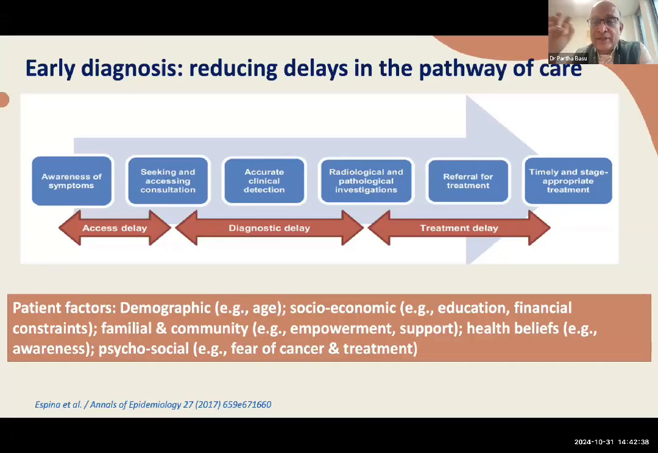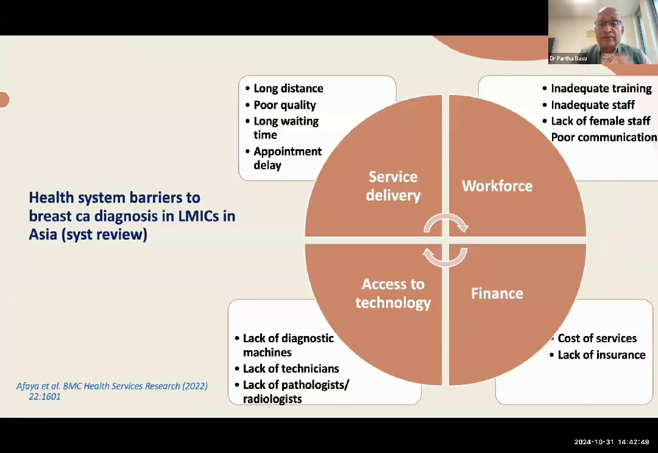But then most of the time, whenever we discuss early diagnosis or the delays, we always put the blame on the women. To me, it is not the women, it is the system that we need to think about. We need to think about how the health system can create those barriers and how we can avoid these health system barriers. Say, for example, in service delivery, if the quality of the service is poor, if there is a long waiting time, these women who have some symptoms, which they are still not thinking about as cancer, are not going to wait there. Another issue is with the workforce.